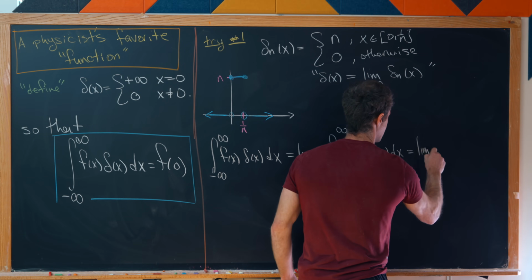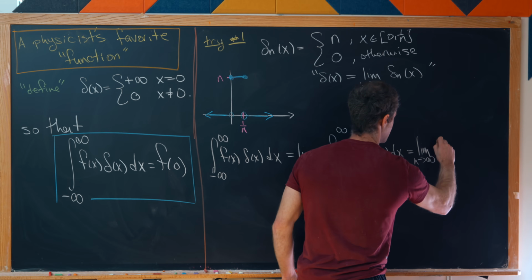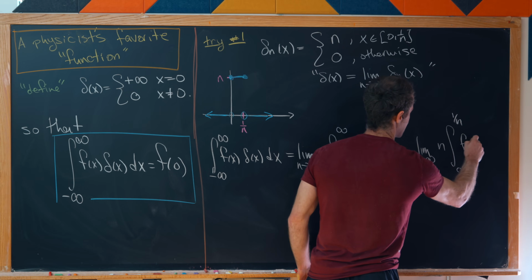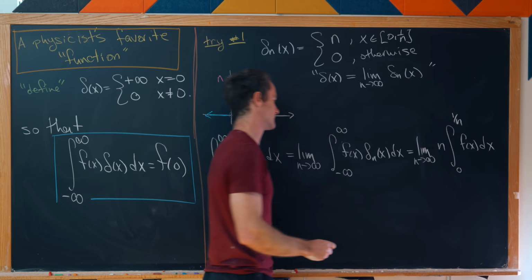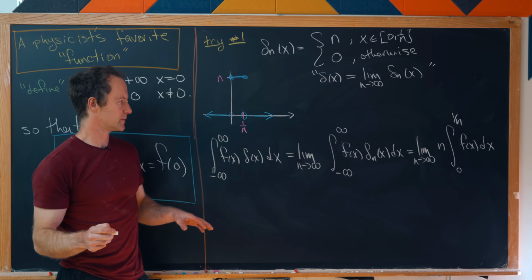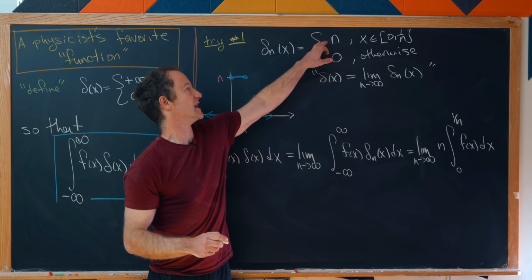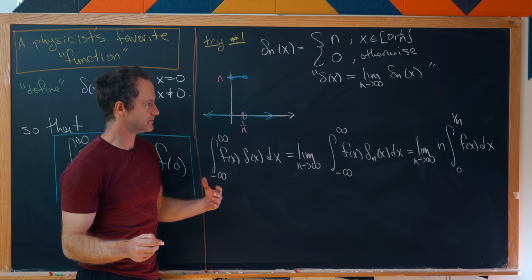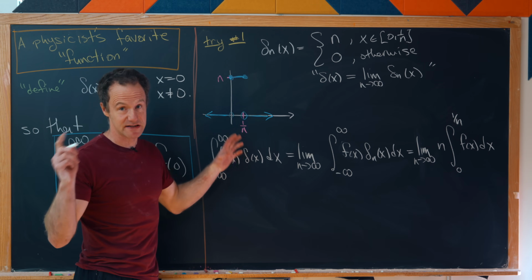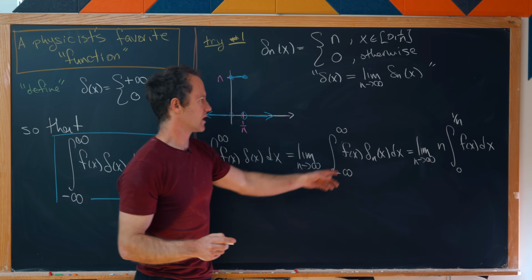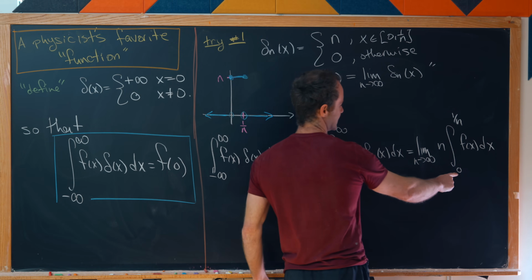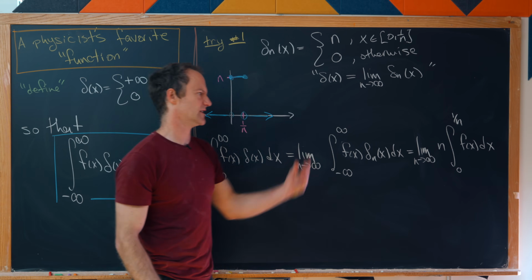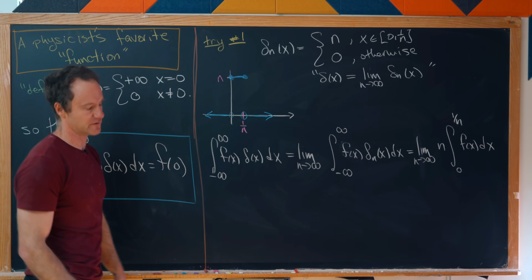We have the limit as n goes to infinity of n times the integral from 0 to 1 over n of f of x dx. So let's see how we got there. Delta n of x is equal to n when x is between 0 and 1 over n and 0 otherwise. That means since it's 0 otherwise, that will collapse this infinite integral into the integral from 0 to 1 over n, but then it's equal to a constant there, which we can clearly factor out of the integral.